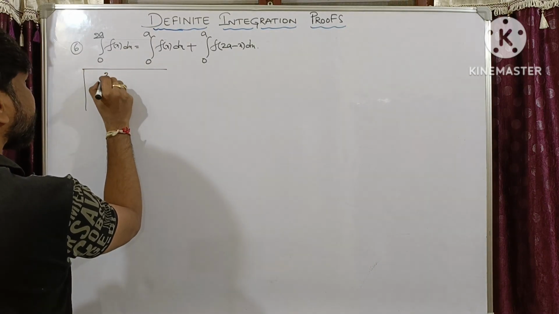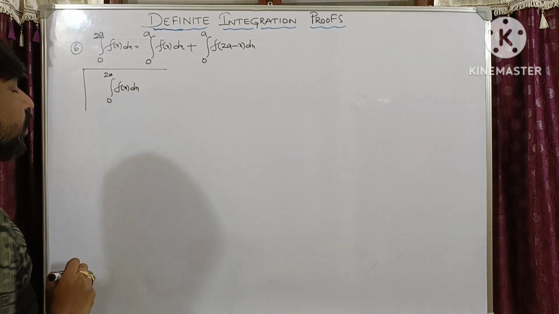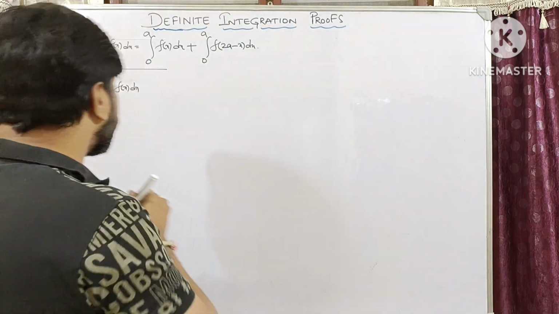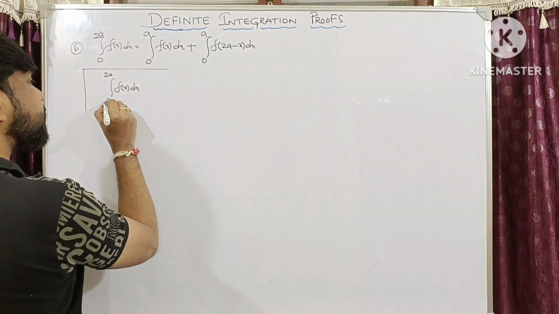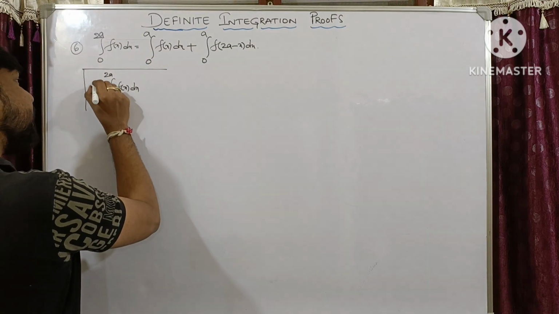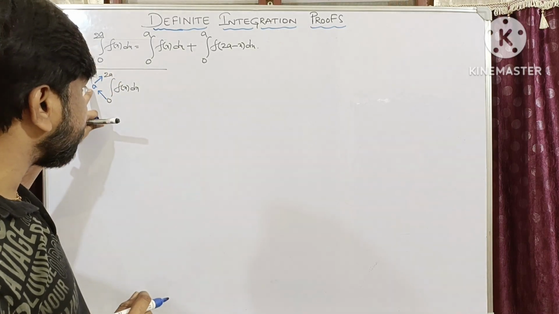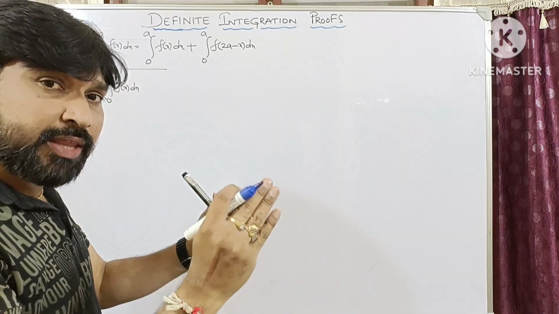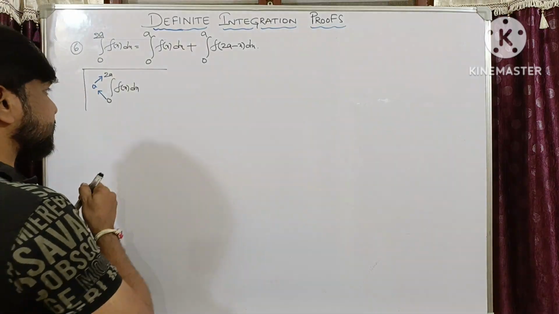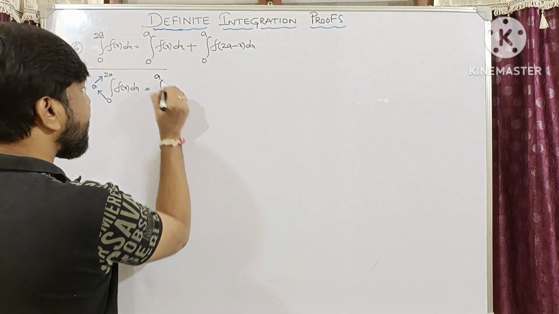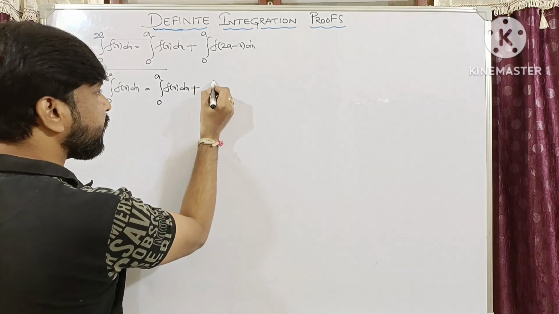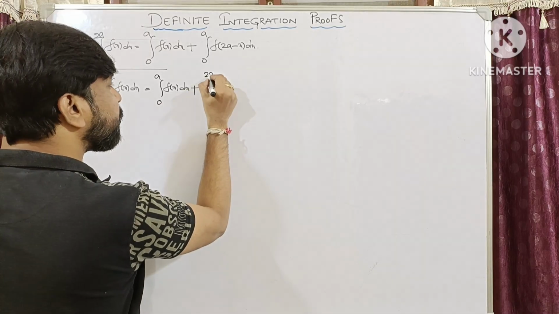Left hand side, integral 0 to 2a f of x dx. According to property number 3, between 0 and 2a, a will be there, right? Exactly the middle value is a. So by using property number 3, we can split this as integral 0 to a f of x dx plus integral a to 2a f of x dx.